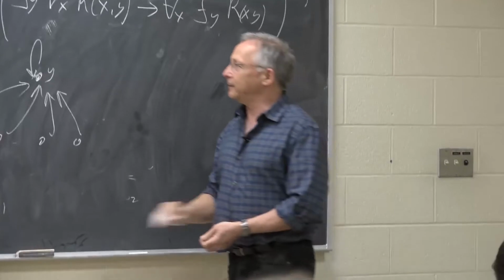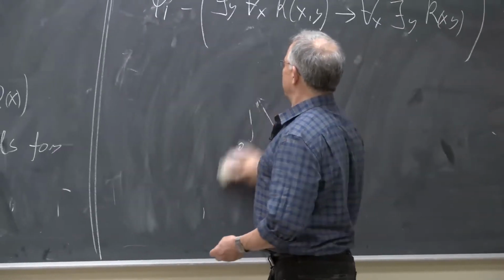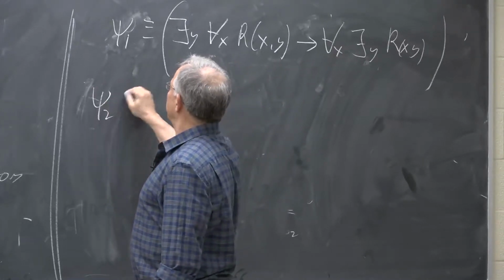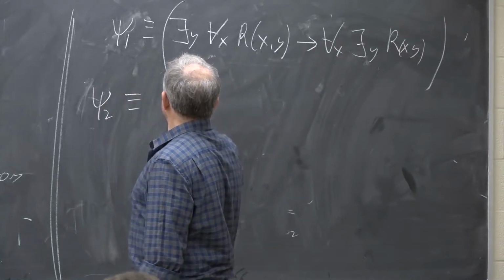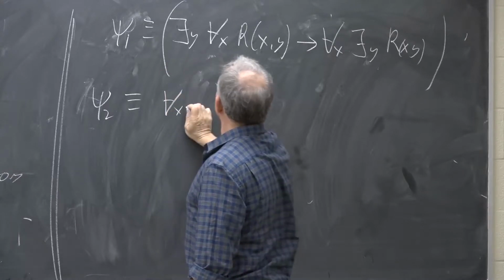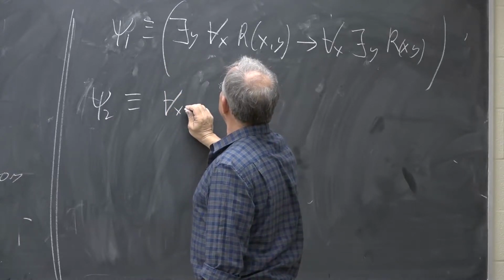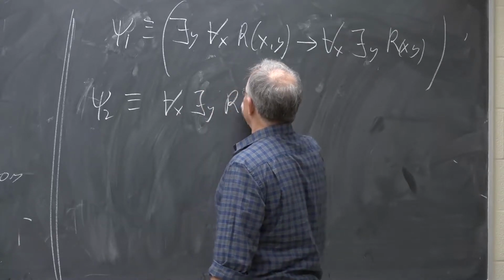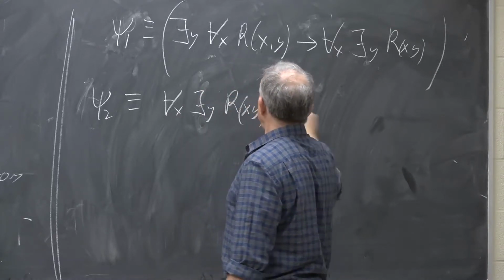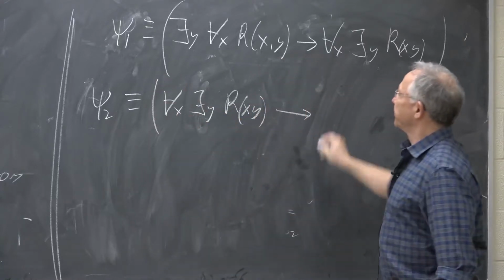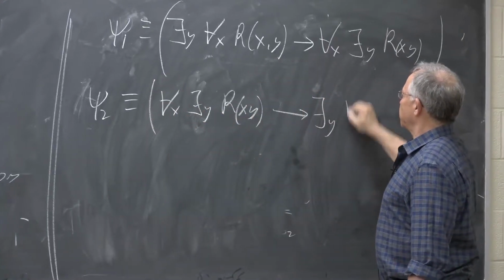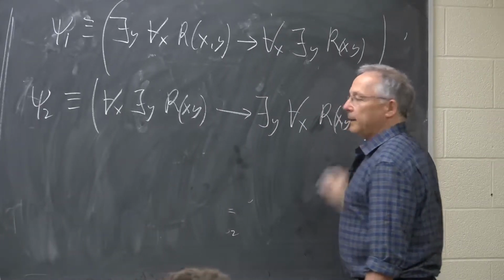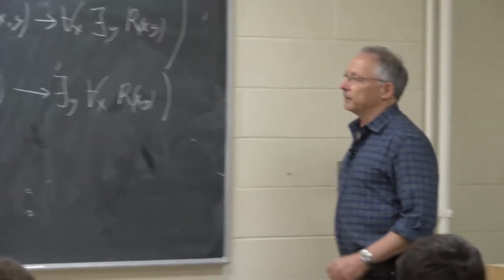Now if we understand this, what will happen if I reverse the order here? So let phi 2 be: if for all x there exists a y such that rxy, then there exists y such that for all x rxy. Is this a logical truth or not?